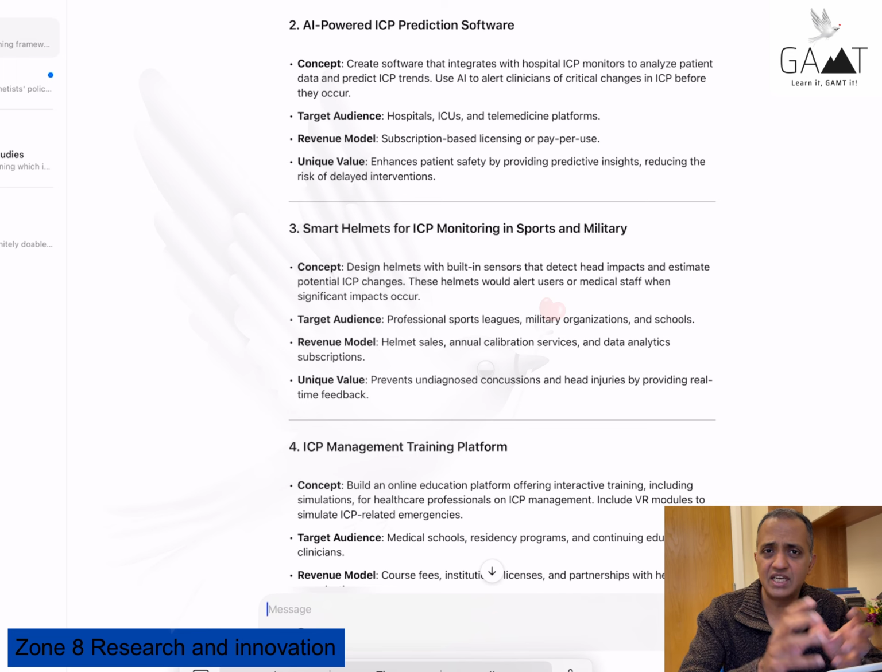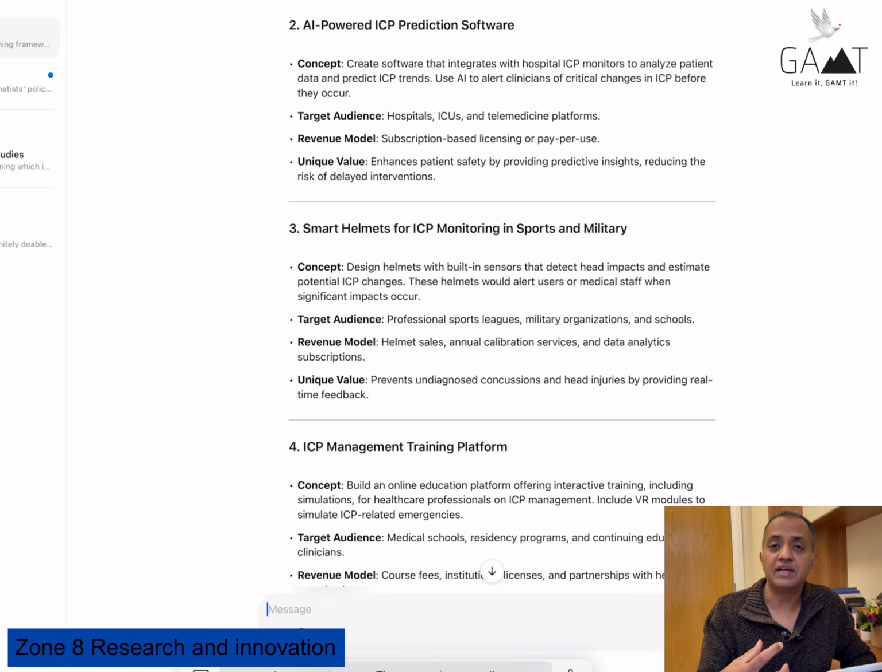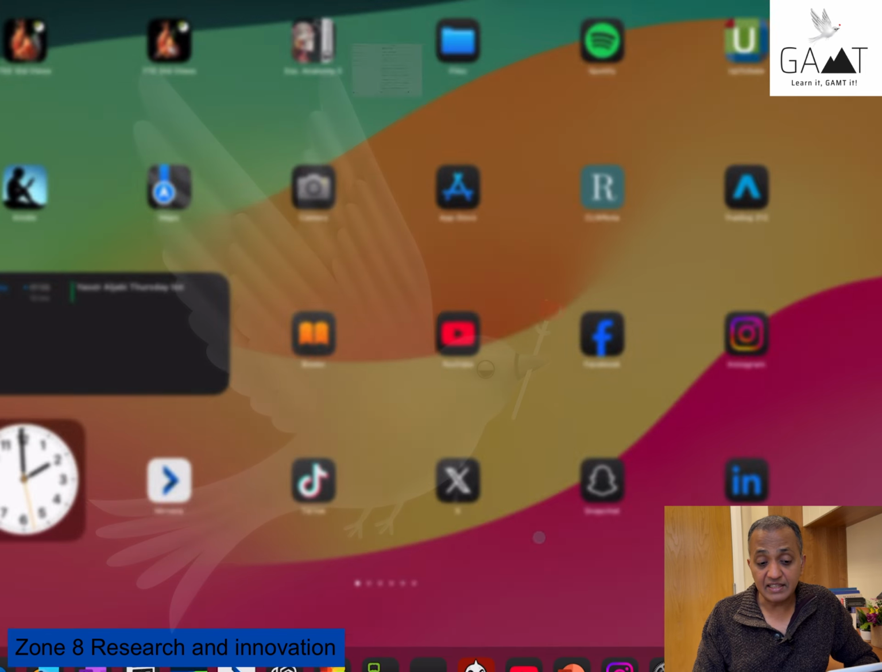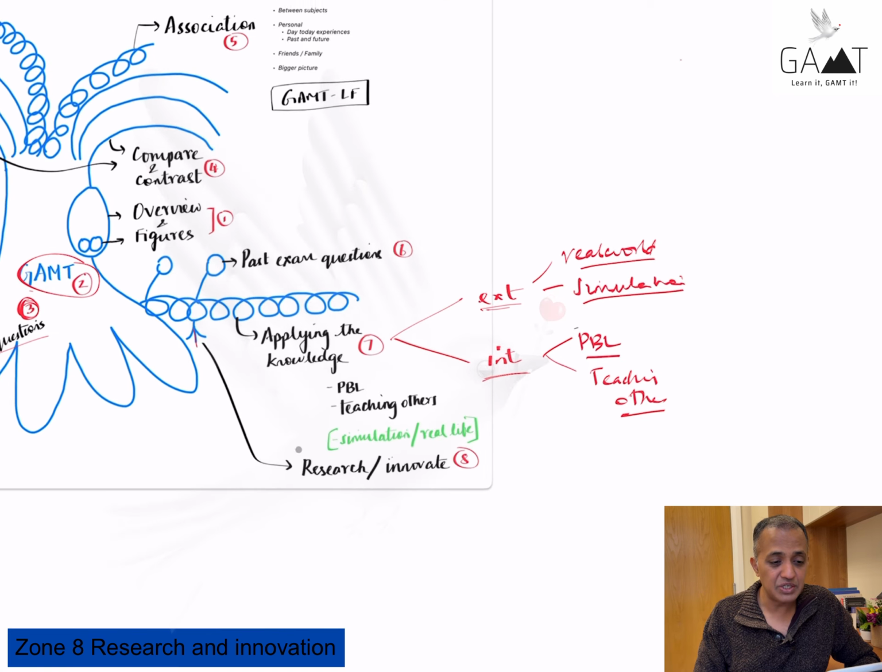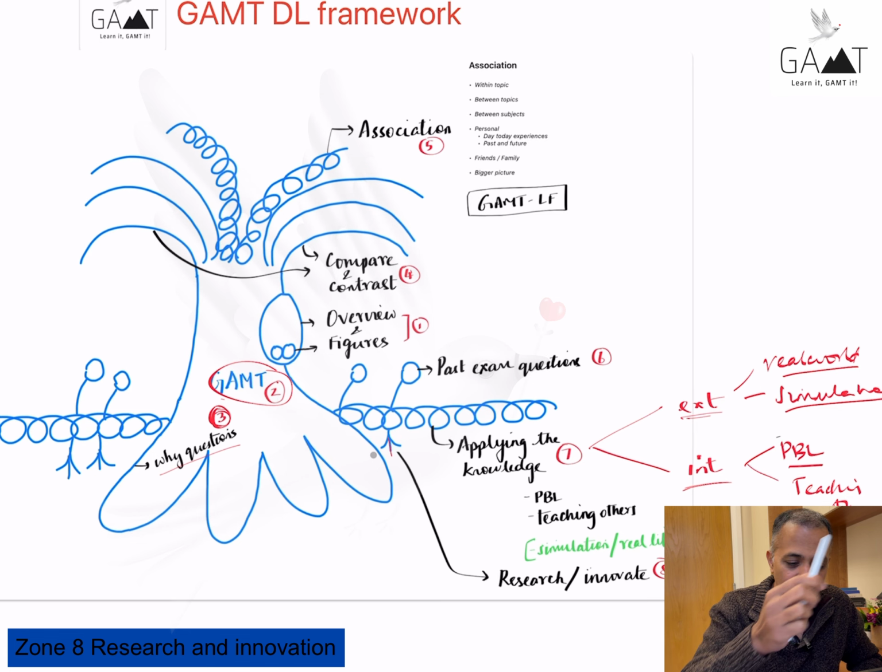And this doesn't have to be just ICP. It can be any topic, right? For any topic, I'm sure you can generate research ideas. You can generate innovation ideas. You can generate business ideas. You can generate associations and compare and contrast. This is so generic, but this framework can be applied to any topic you learn. So that really brings us to the end of this lecture.